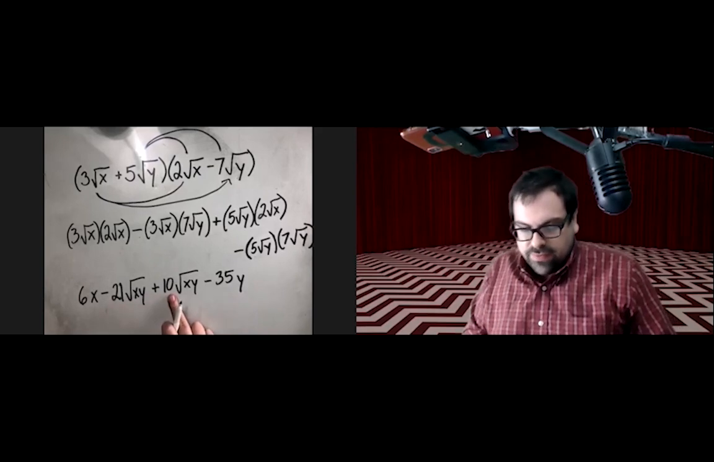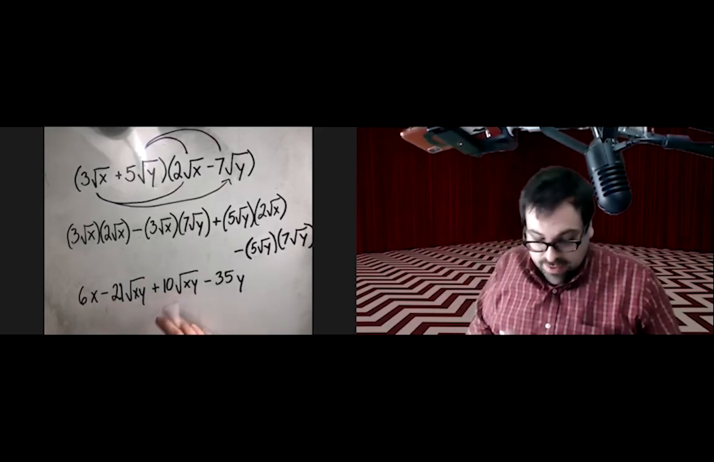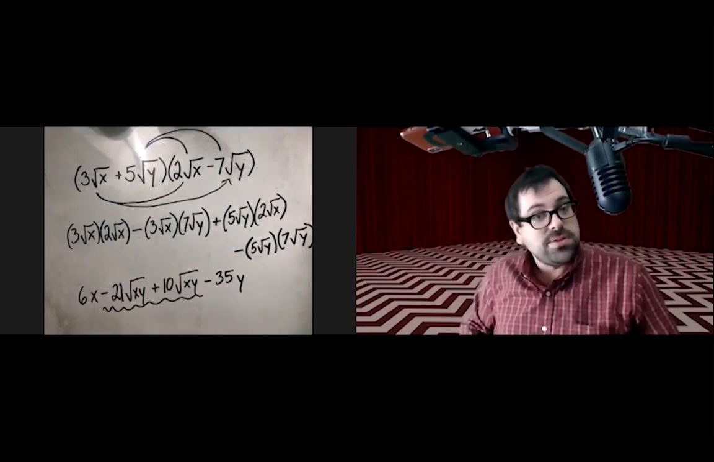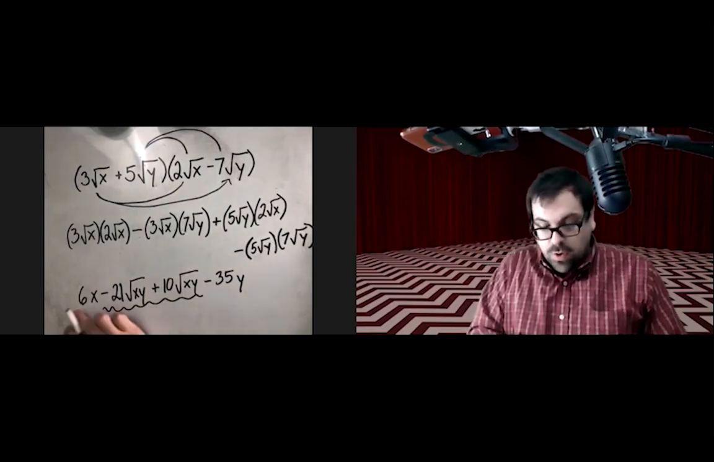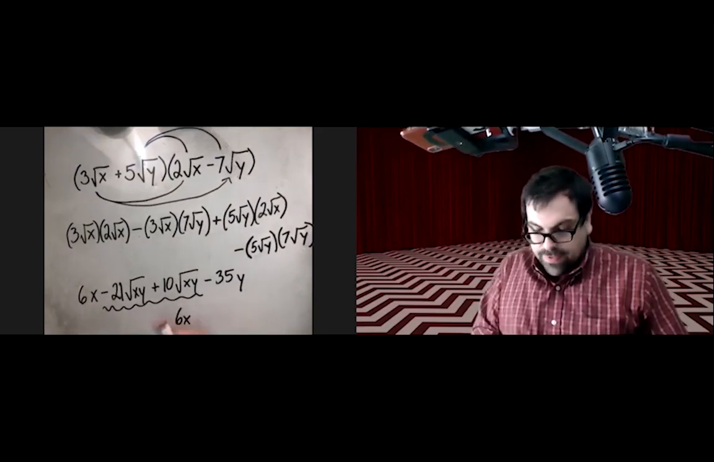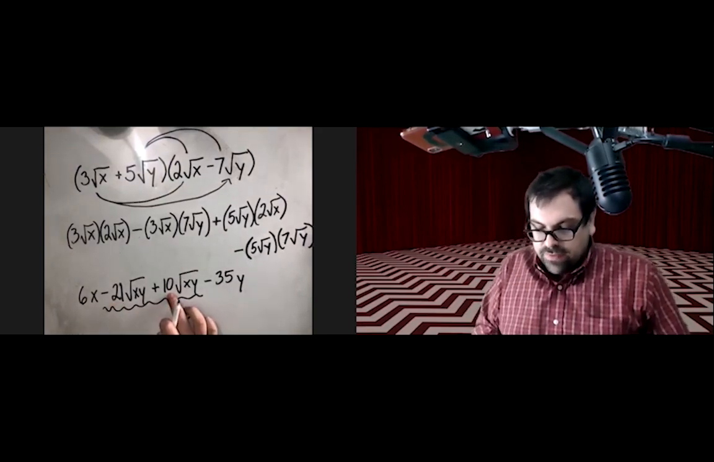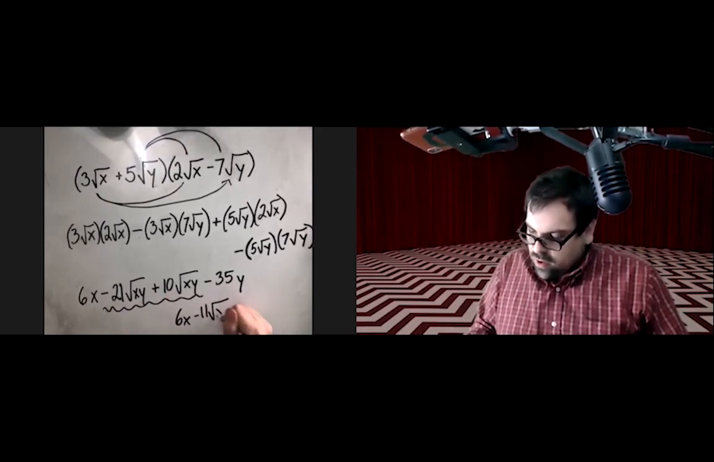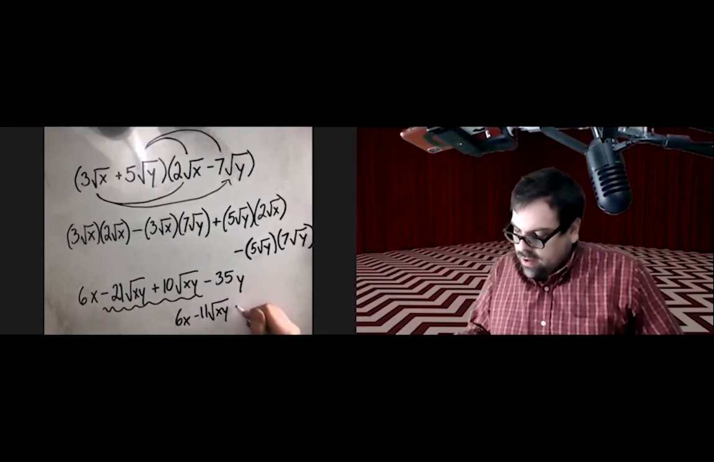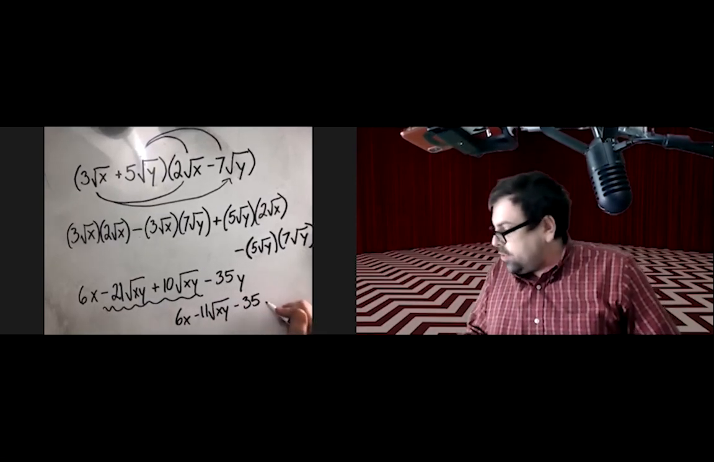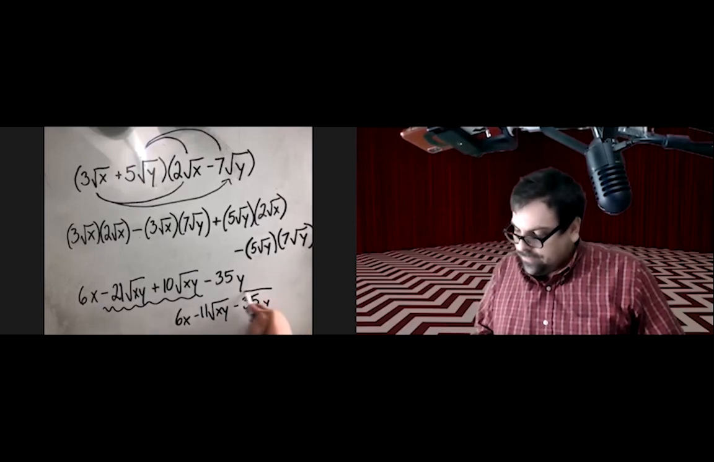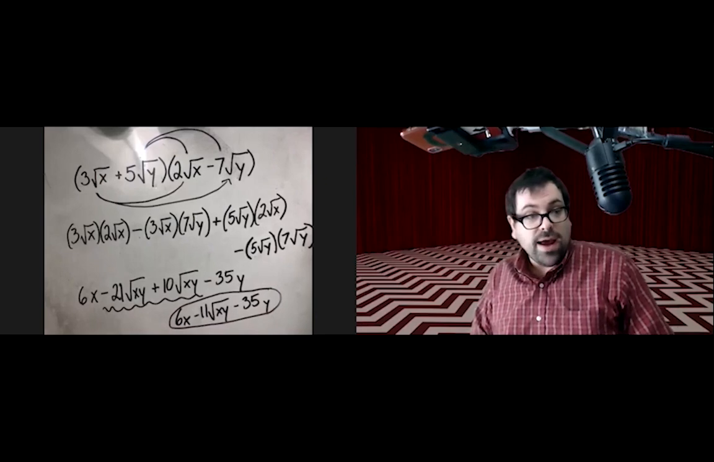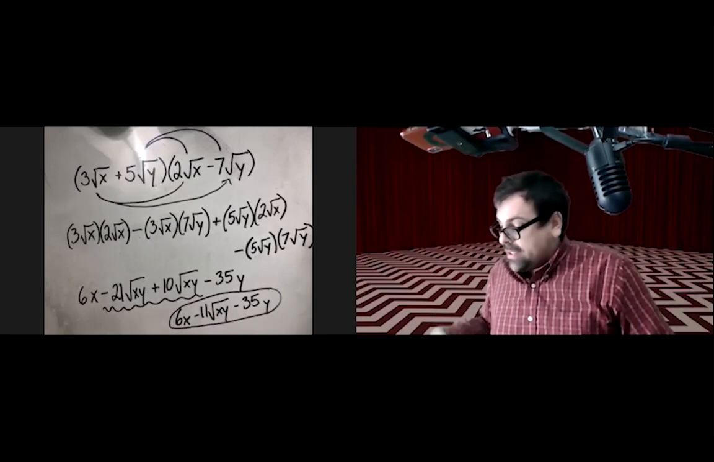Negative 21 of these radical xy's plus 10 of these radical xy's, those are like radicals, so just like terms, we combine. We end up with 6x, negative 21 of these plus 10 of these is negative 11 of these radical xy's minus 35y. And that's the answer. 6x minus 11 radical xy minus 35y.